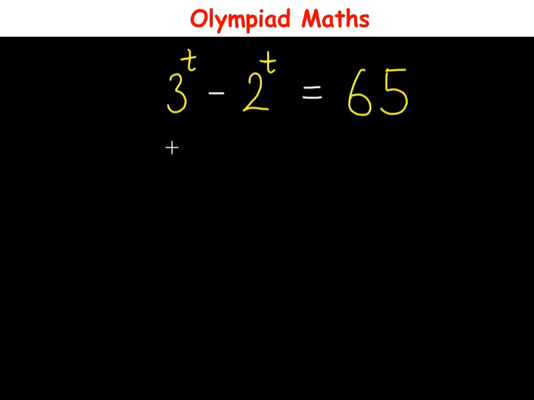Hello everyone, in this video let us solve this question together. So we have 3 raised to power t minus 2 raised to power t is equal to 65, and here we have to solve for the value of t. So t is the unknown to solve for. To do this, solution.